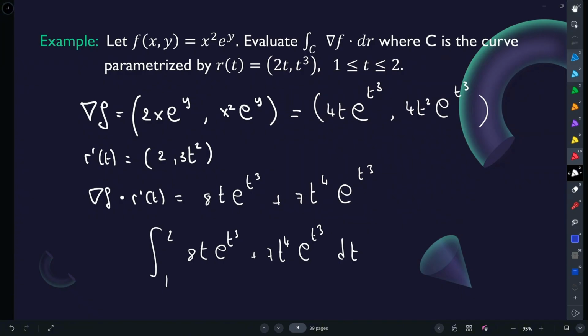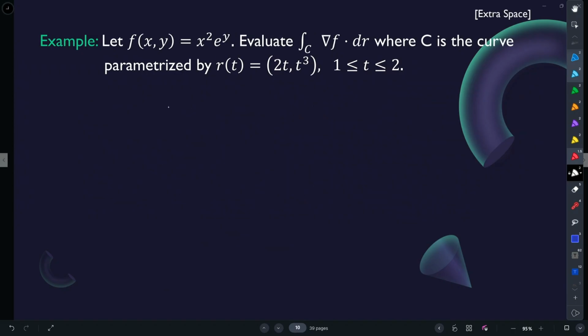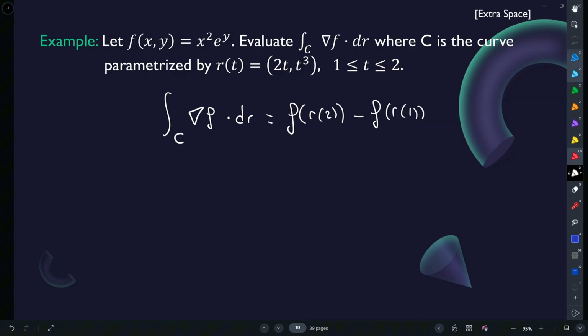And who has time for that? I don't want to do that when I can use the fundamental theorem. So the fundamental theorem tells me that the integral over that curve of the gradient of f dr will be just f of r2 minus f of r1, because we are integrating a gradient. So I just have to evaluate f at r2 and r1. So let me first compute what r2 and r1 are.